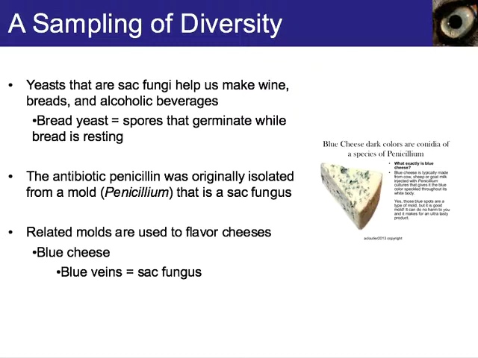Bread yeast is spores that germinate while bread is rising. So if you ever wonder where the holes in your bread come from, they come from the spores of the yeast germinating. The antibiotic penicillin, which we've all taken, was originally isolated from mold. And related molds are used to flavor cheeses. So if you've ever eaten blue cheese, those blue veins are actually sac fungus.